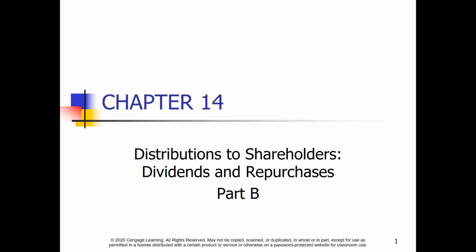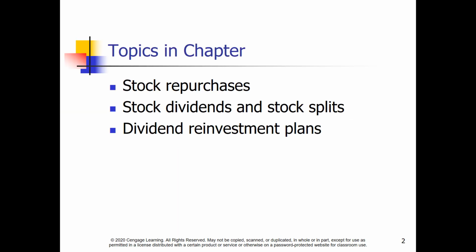Let's finish up Chapter 14, studying ways other than cash dividends that firms can use to distribute cash to shareholders. Cash dividends are the most fundamental way of distributing cash to shareholders, but firms can elect to employ stock repurchases, stock dividends, and stock splits as other ways of more or less sharing their success with their shareholders.